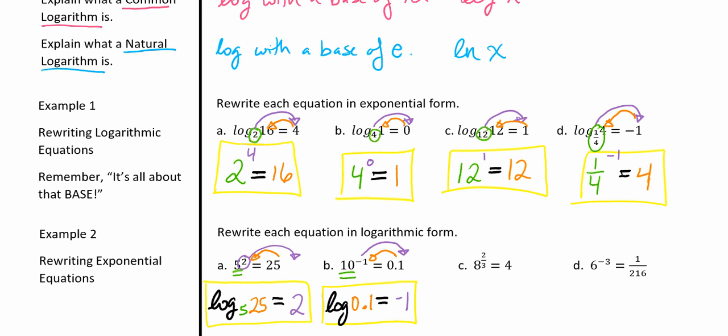So here for C, we have 8 raised to the 2/3 power equals 4. The 8 is our base, and remember, it's all about that base. So we're going to have a log of base 8, and our 2/3 then gets put back on the other side of the equal sign, and our 4 comes on back. So we have log base 8 of 4 equals 2/3.